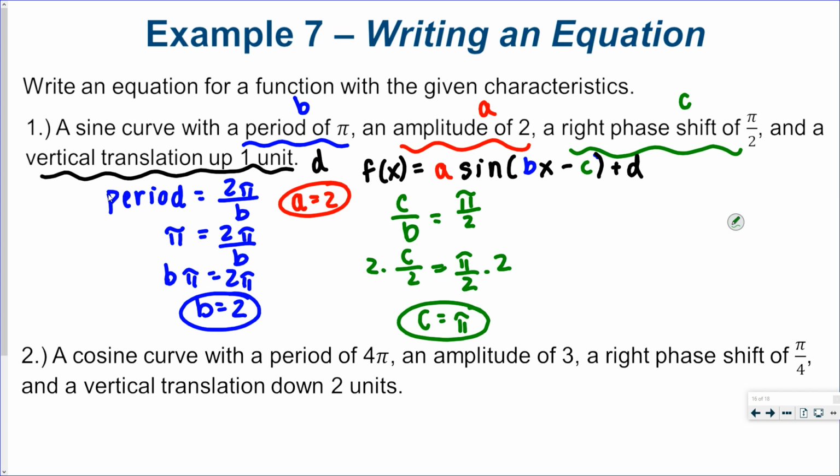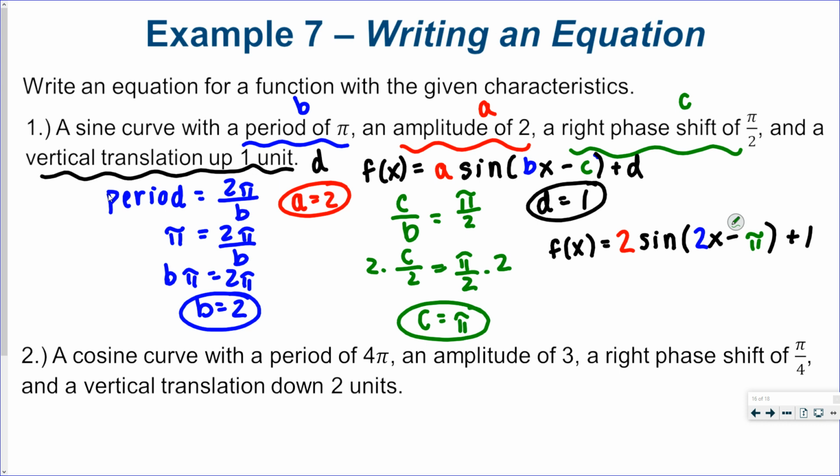Okay, with me so far? What would D be? Positive 1. Good. Shift up 1. So my equation here: amplitude of 2, sine of 2x minus pi, plus 1.